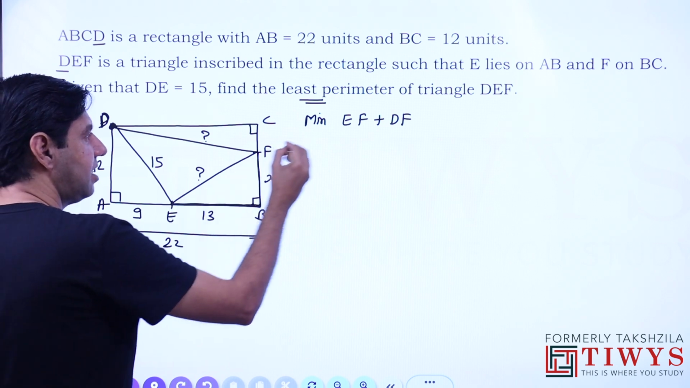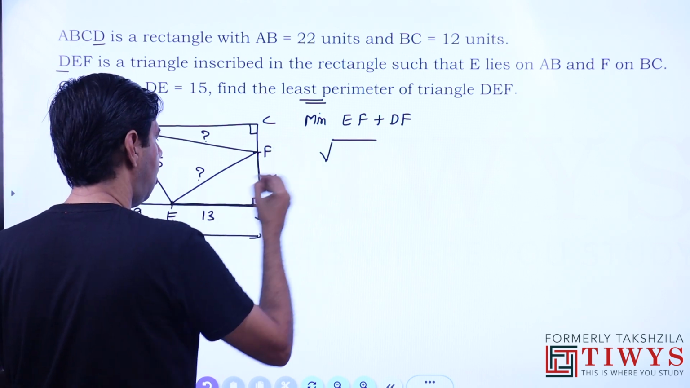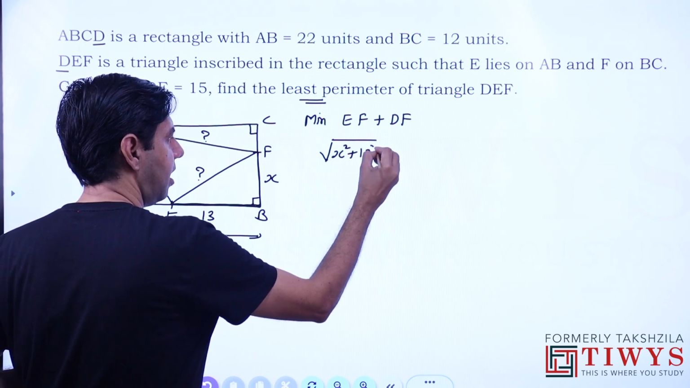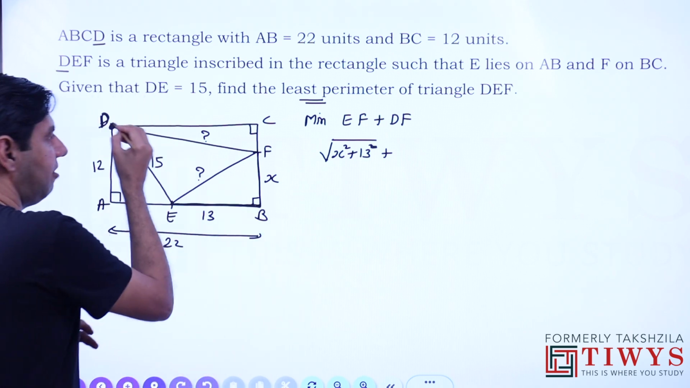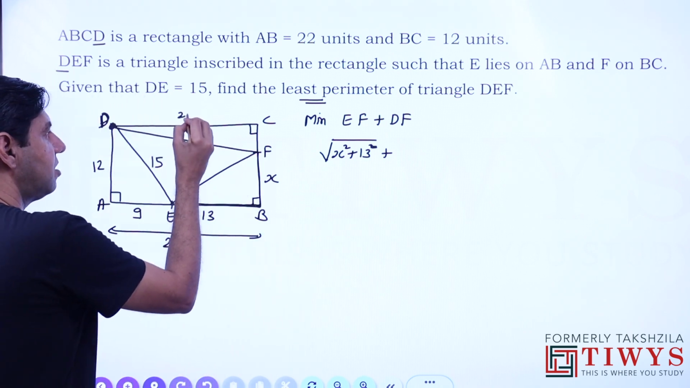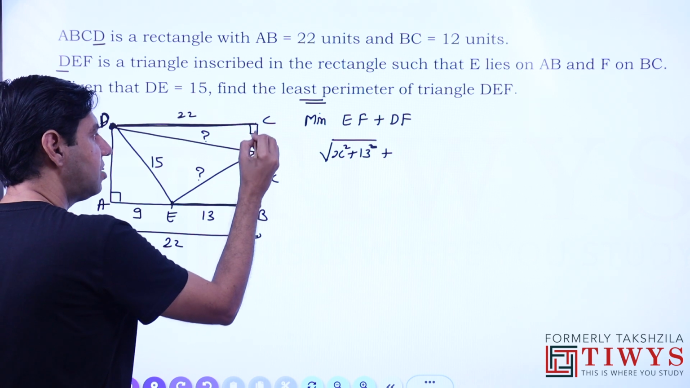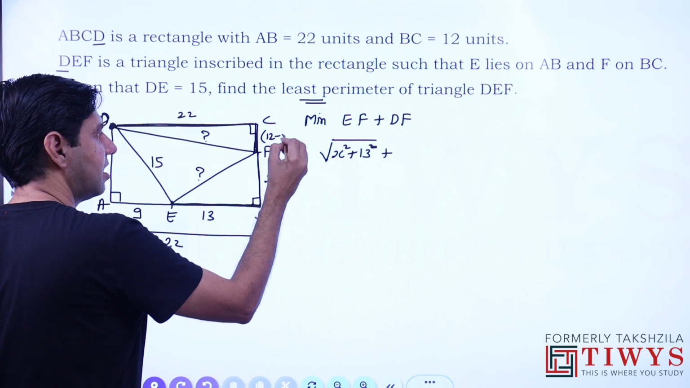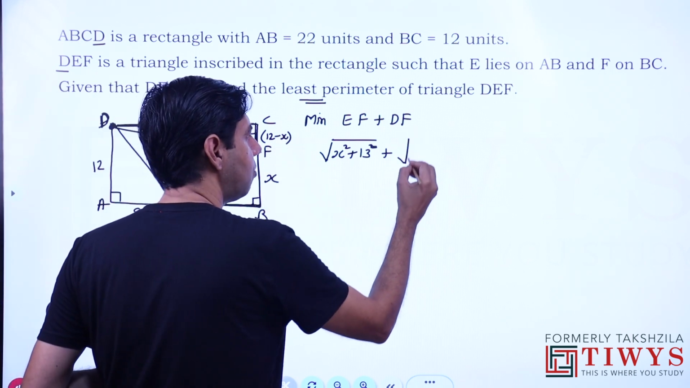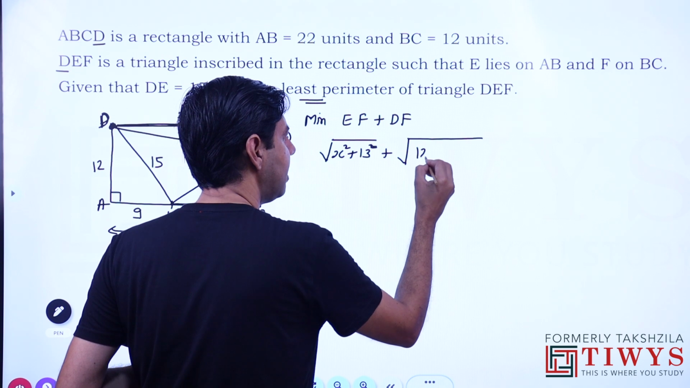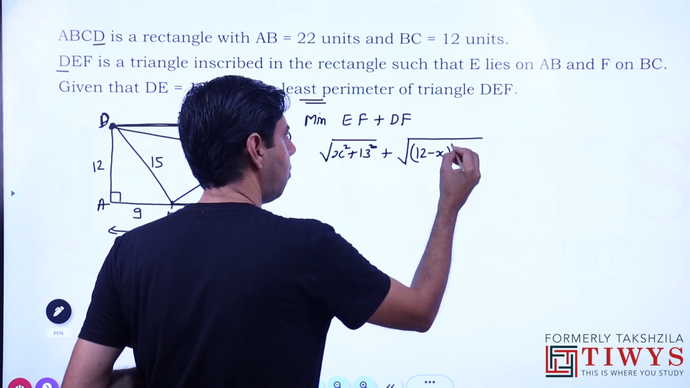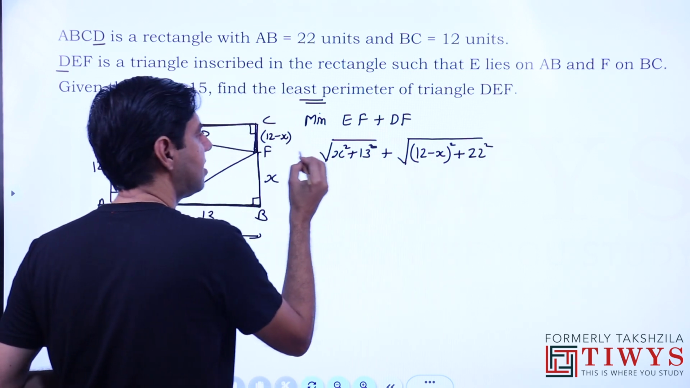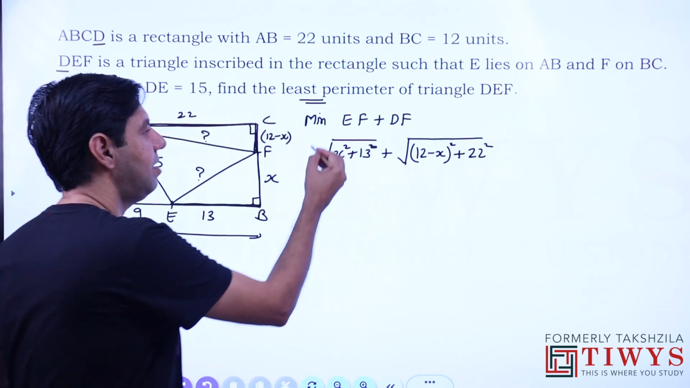The moment you take x, EF is going to be root of x square plus 13 square, plus DF. Now you also know DF. Why? Because this is 22 and we know CF now. How is CF known? CF is nothing but 12 minus x. So DF is going to be root of 12 minus x the whole square plus 22 square. Now this is the distance that we get, and we need to minimize this.